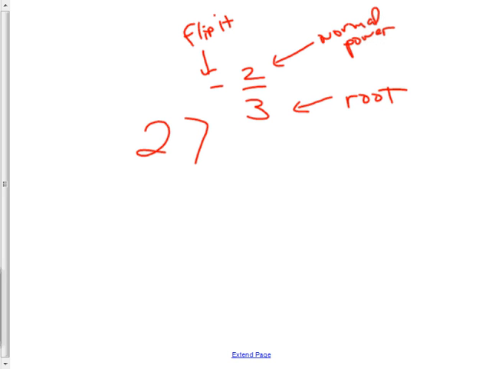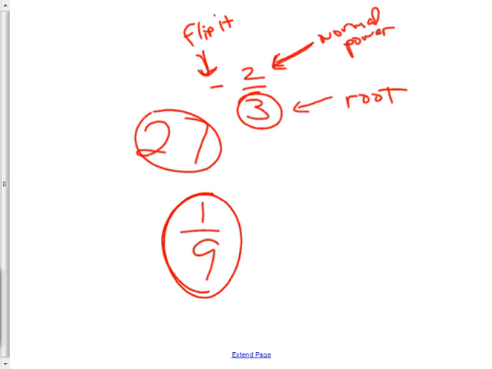So this one would be the 3rd root of 27. That's that. 3, because 3 times 3 times 3 makes 27. And then the normal power is 2, so I square it. 3 squared makes 9. And then that last part is, the answer was going to be 9, except it had a negative in front. So then it's flip it. Final answer? 1/9. Okay, man, you guys are really rusty on these. Okay, so I need to take a little bit more time on the fraction exponents. We don't have much time, so pay attention.